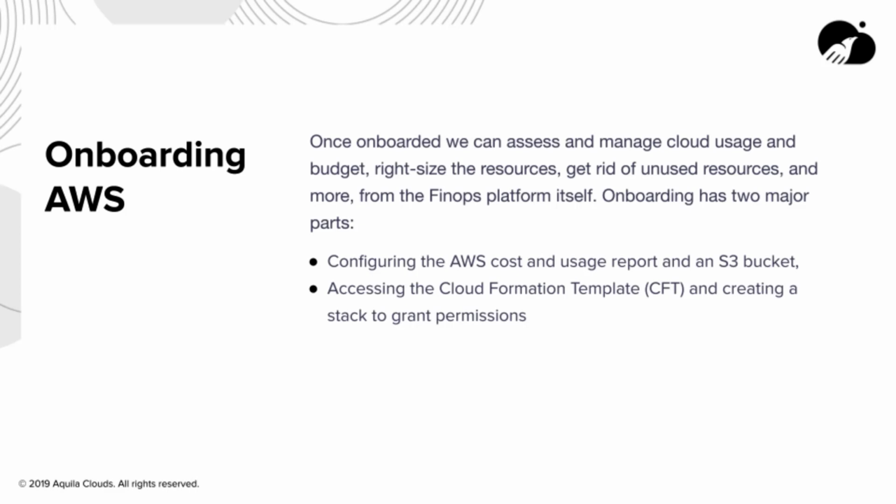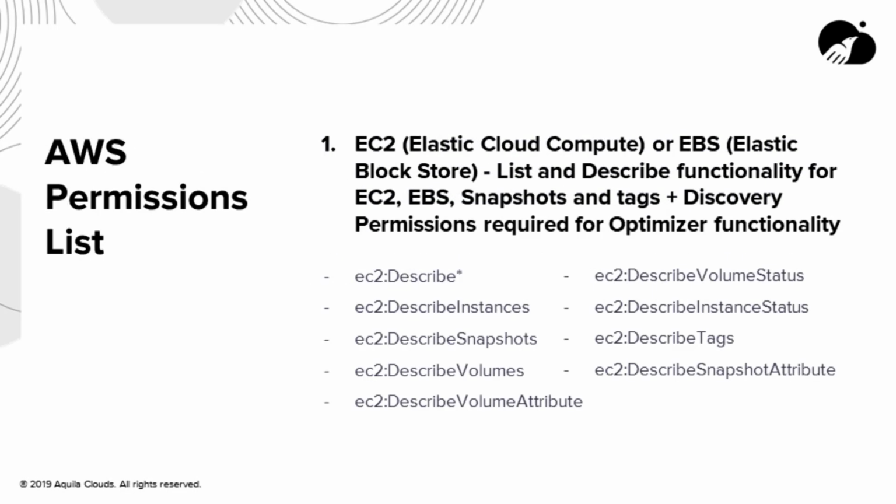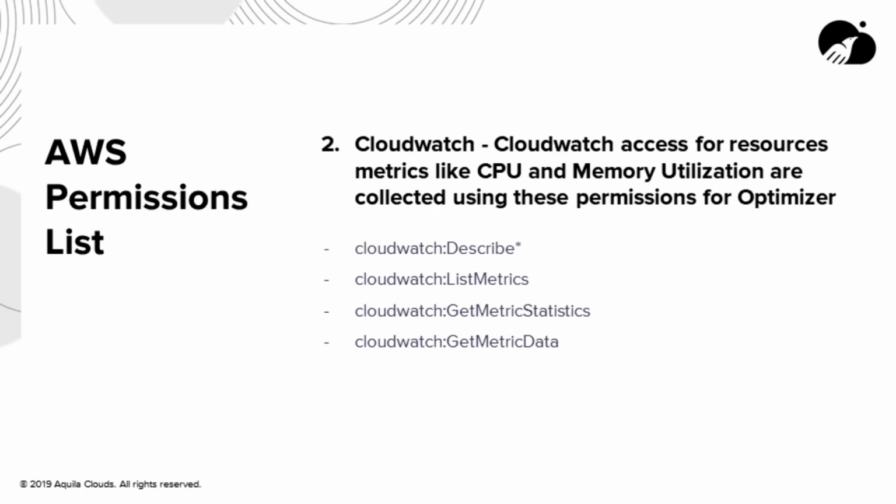The permissions required for FinOps to perform its functions are as follows. EC2, Elastic Compute Cloud, or EBS, Elastic Block Store, list and describe functionality for EC2, EBS, snapshots and tags, plus discovery permissions required for optimizer functionality. CloudWatch access for resource metrics like CPU and memory utilization are collected using these permissions for optimizer.